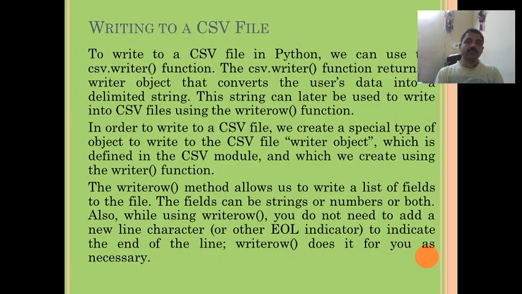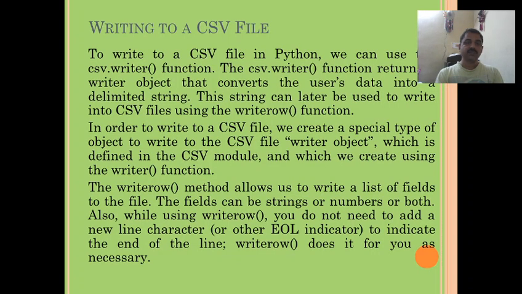So we saw how reading operation is performed on CSV files. Now let us see how to write to a CSV file. To write to a CSV file in Python, we can use the csv.writer function. The csv.writer function returns a writer object that converts the user's data into a delimited string.